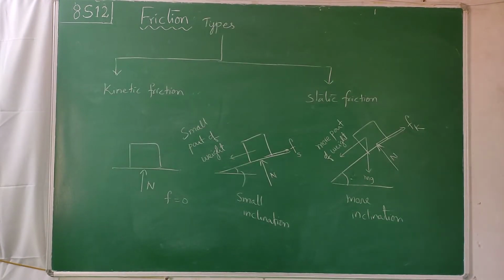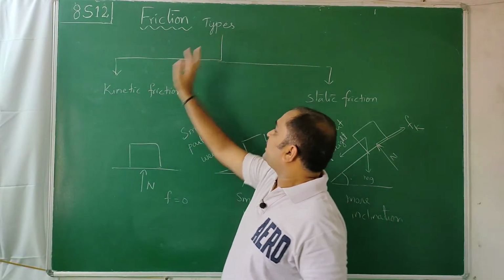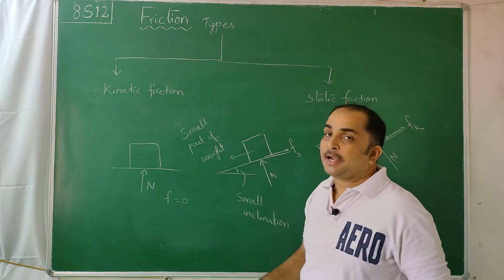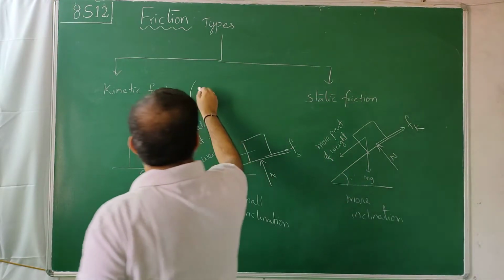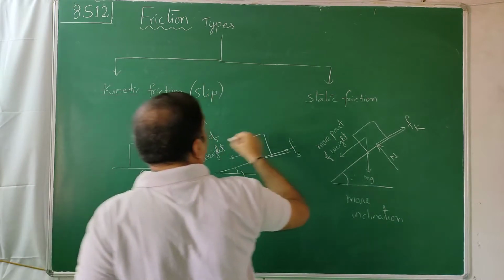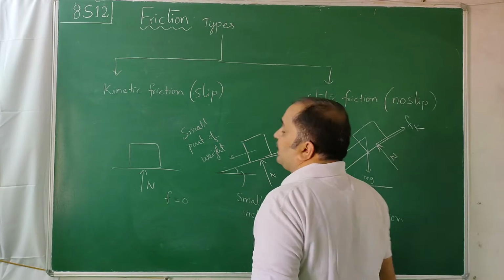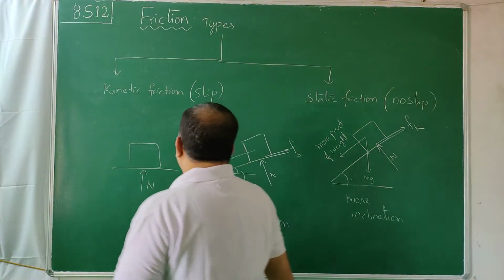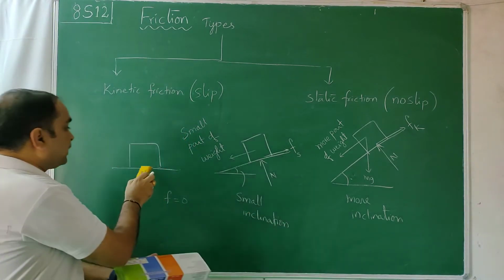Yes, students, types of friction is the next topic. There are two types of friction, kinetic and static. Kinetic friction comes into play when there is a slip. Static friction comes into play when there is no slip. And sometimes friction may not be acting at all. Suppose this is a duster, and this is some surface.